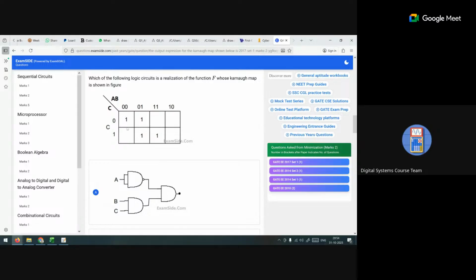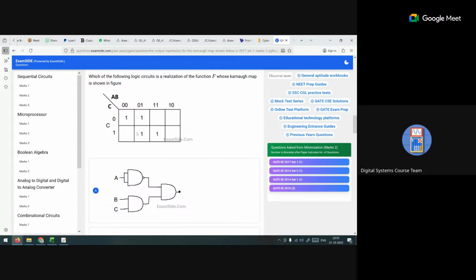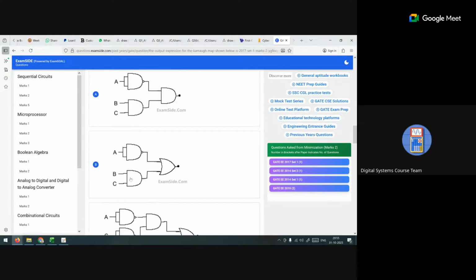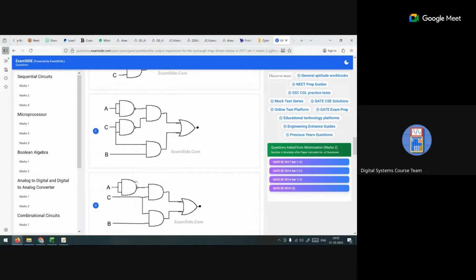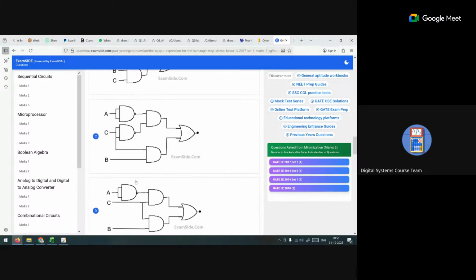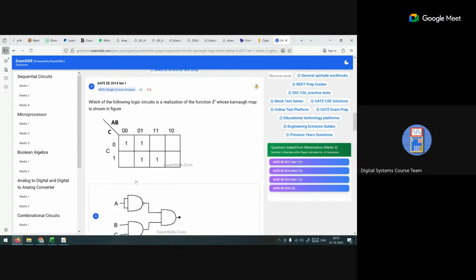So first term is A bar C bar, and second term is BC. So BC. You can check which one is greater. A bar C bar, and BC.